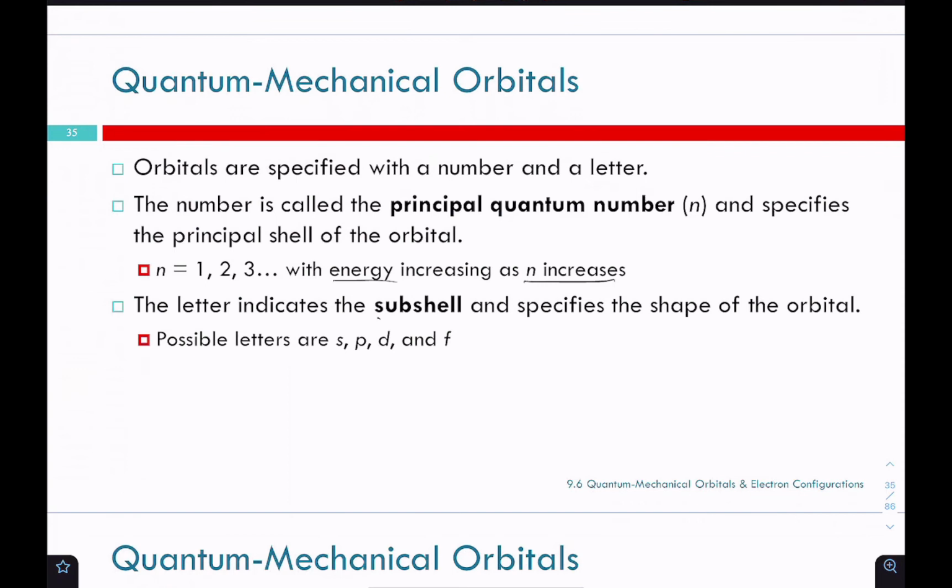Then we also have subshells, which specify the shape of the orbital, and that's like the different neighborhood around the city. So we can be in the 2p, so that means our principal quantum number is 2. That tells us how far away we are from the center. And then the p tells us which neighborhood we're in, or the type of orbital. And they've got interesting shapes.